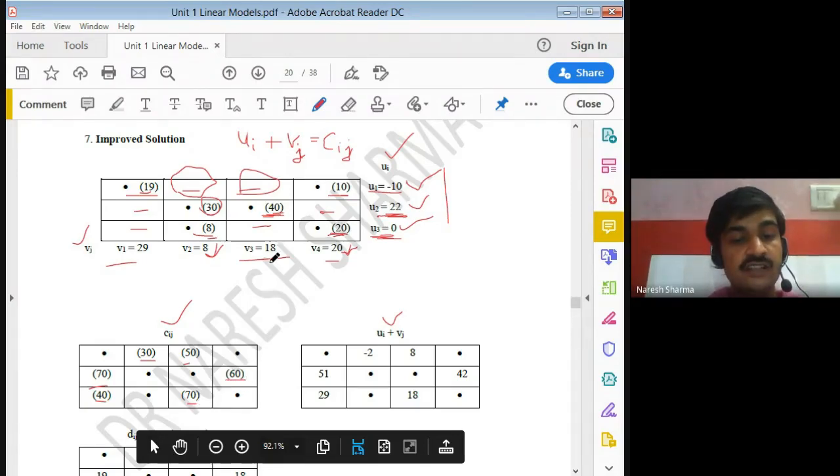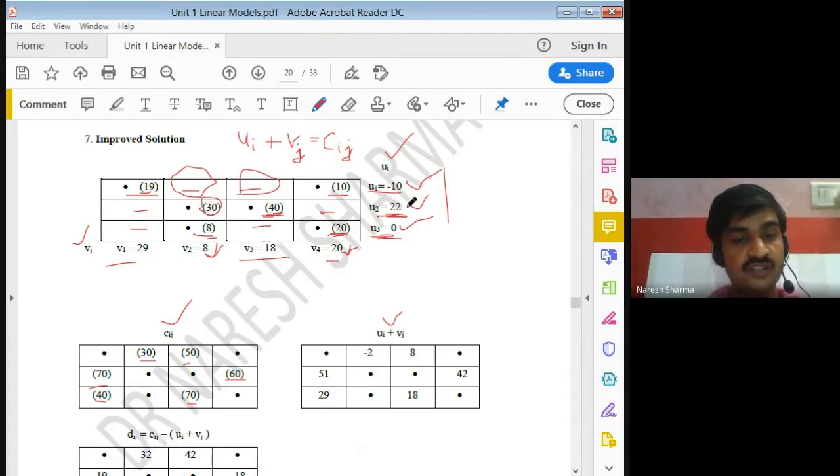Also calculate U plus V for these. So here U is minus 10, V is 8. So once you add these, at this location you get minus 2, 18, and minus 10 plus 18 is 8.